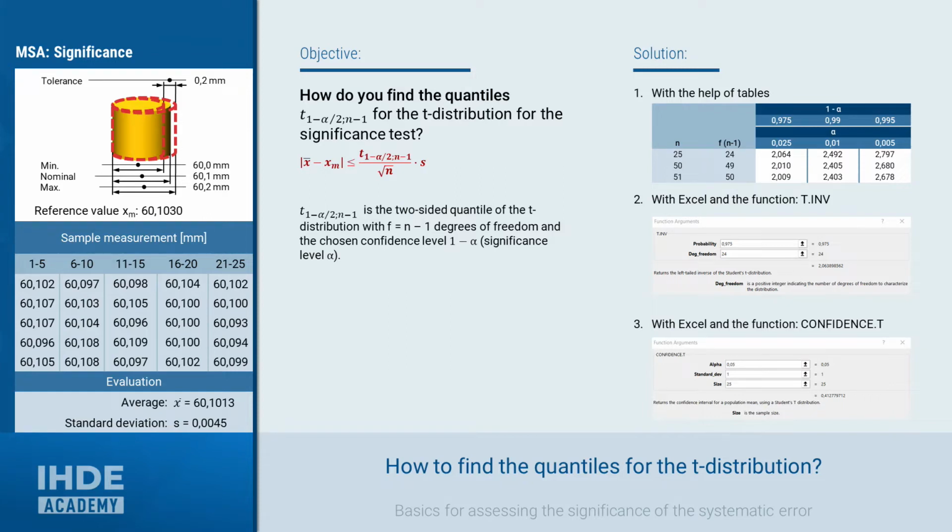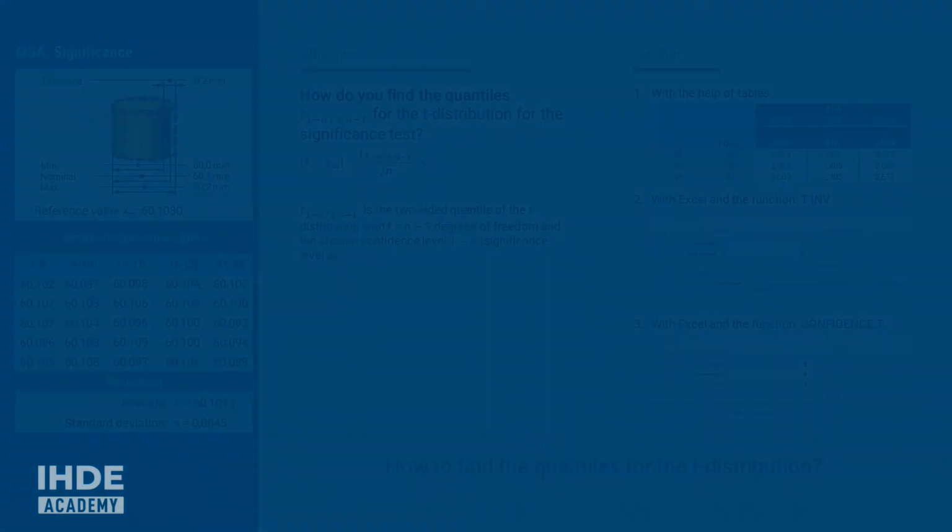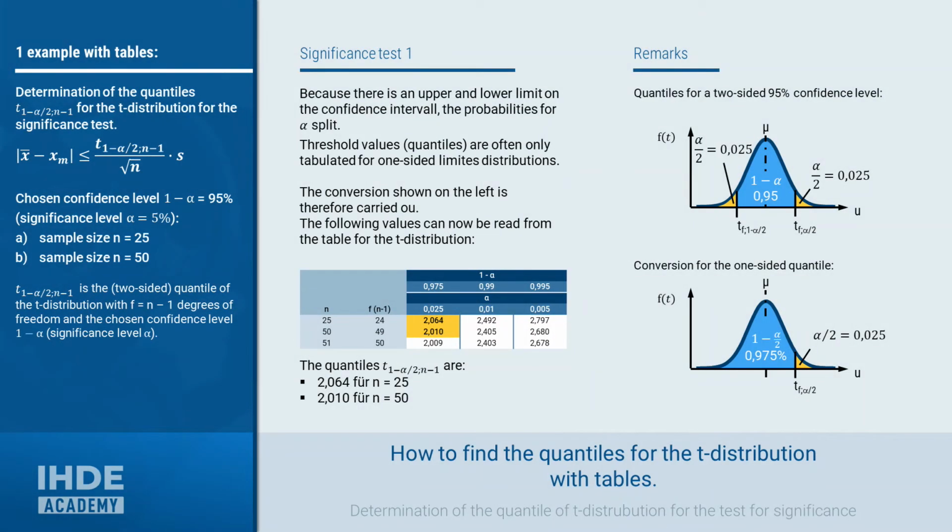Second, we will calculate the quantiles ourselves, which we have previously taken from a table. We use the MS Excel function t.inv for this. And lastly, we will calculate one of the limits of the confidence interval directly. For this, we use the MS Excel function confidence.t. Let's start with the first approach, where we will take the quantiles from a table.